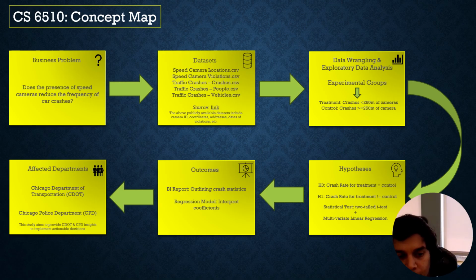The business problem that I'm trying to solve is to determine whether the presence of speed cameras reduces the frequency of car crashes. To help me with this investigation, I am working with 5 datasets that I got from the chicago.gov website, so they are publicly available.